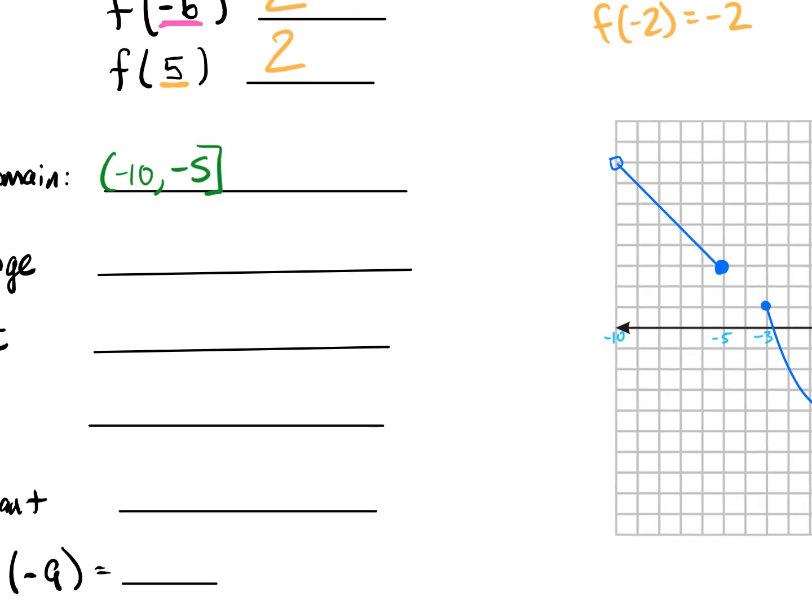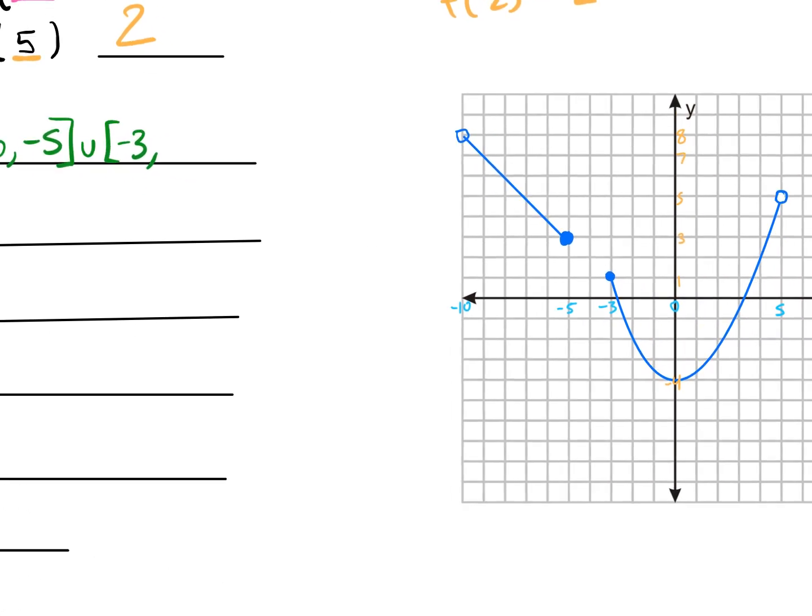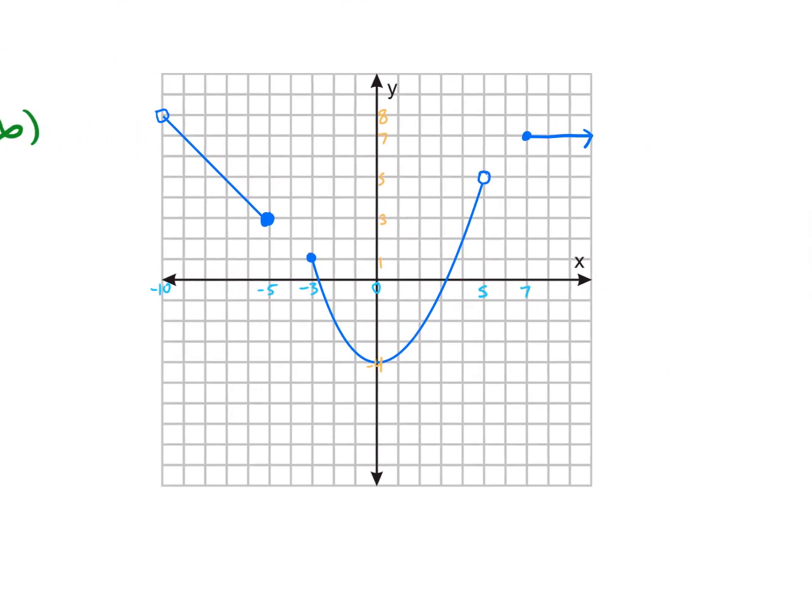Where does our graph pick up again? -3. And then it goes to what? To 5. Again, because we have another gap. So it goes to 5. Would that be a bracket or parentheses? Parentheses, because it's an open circle at that point. And then where does our graph start again? What x value does our graph start back up again? 7. And goes to what? Infinity, because it points forever in the right direction. So it's pointing to infinity. Any questions with the domain?